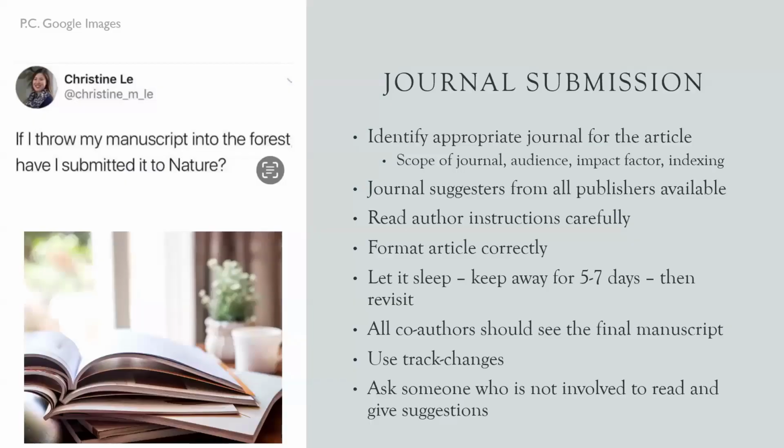And finally, the journal submission. We have also had an excellent talk about this in the beginning. So you identify the appropriate journal. Journal suggesters are there. Read the author instructions carefully. Format your article carefully, and then let your article sleep. Keep it for 5 to 7 days and then revisit your article.